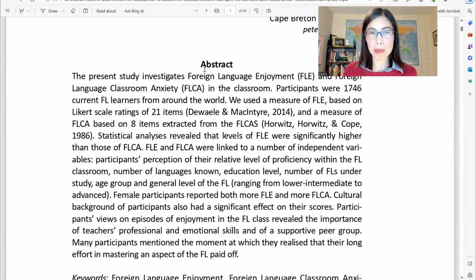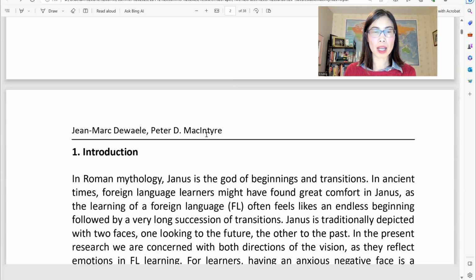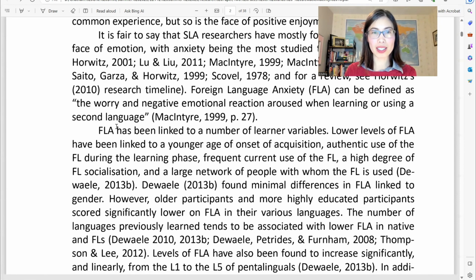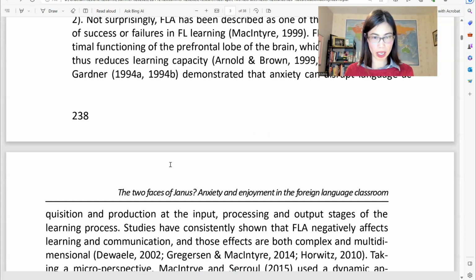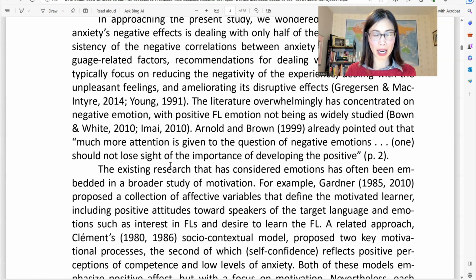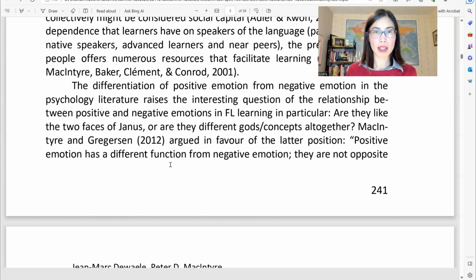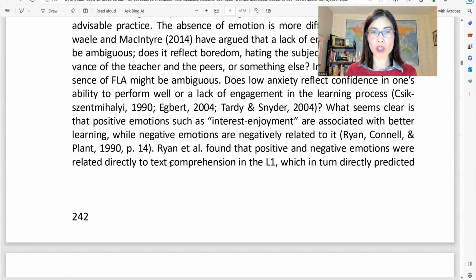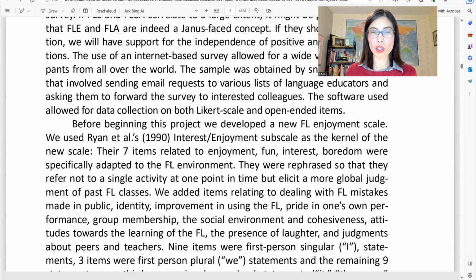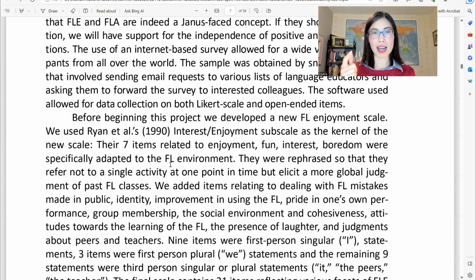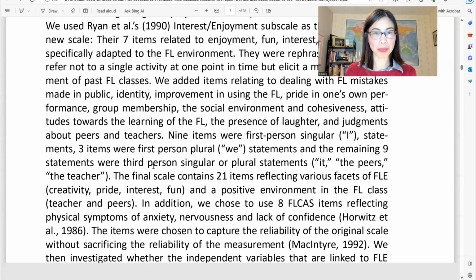First, always read the abstract to have a gist of what the paper is about. This is the basic summary of the whole paper, so that you know what they did and maybe some main findings as well. Okay, and now you can see the introduction, and this is really complicated, so I'm not going into detail, but I want to show you that this is also called the literature review because they review what has been written about the topic and the findings related to the topic, which is enjoyment and anxiety in the foreign language classroom.